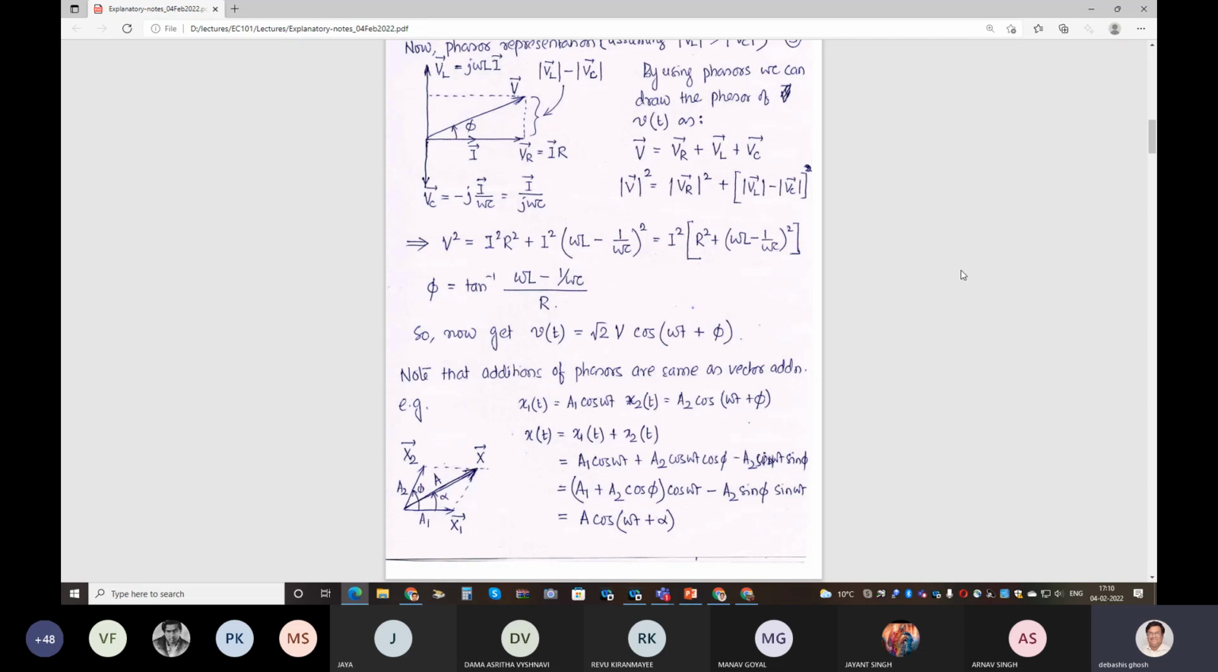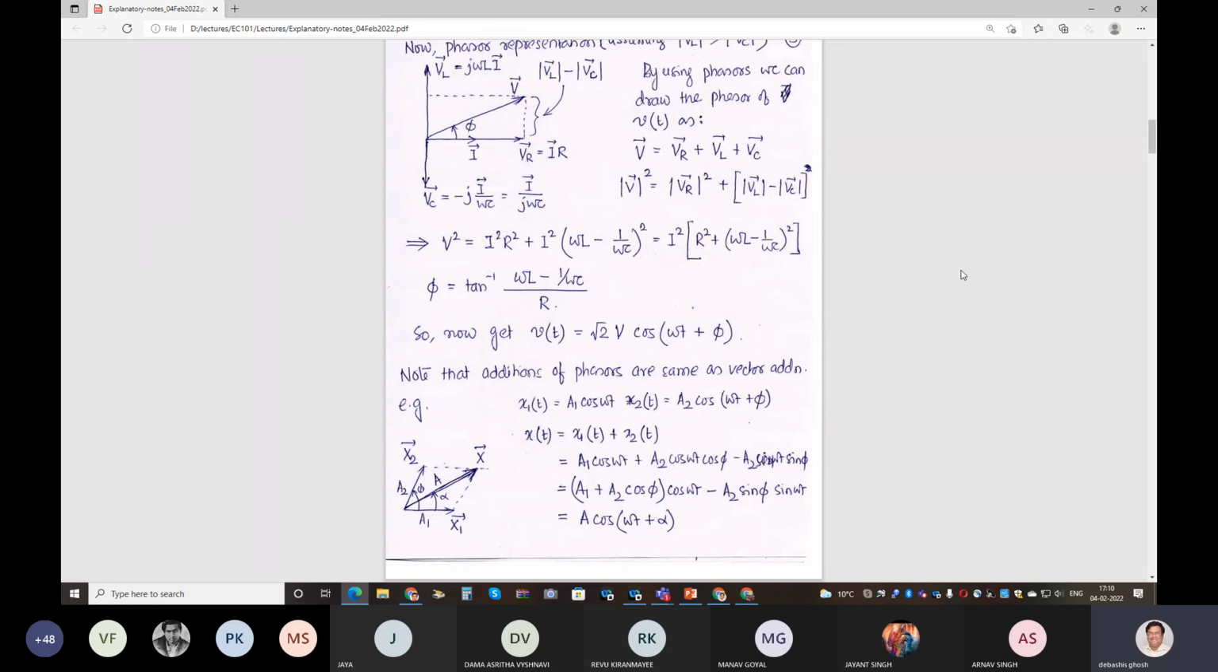Whereas if it is a pure resistive circuit, there is no L, no C, only R, then you will see that the voltage and current are exactly in phase. That means whenever the voltage is going to its peak amplitude, current also goes to its peak amplitude.